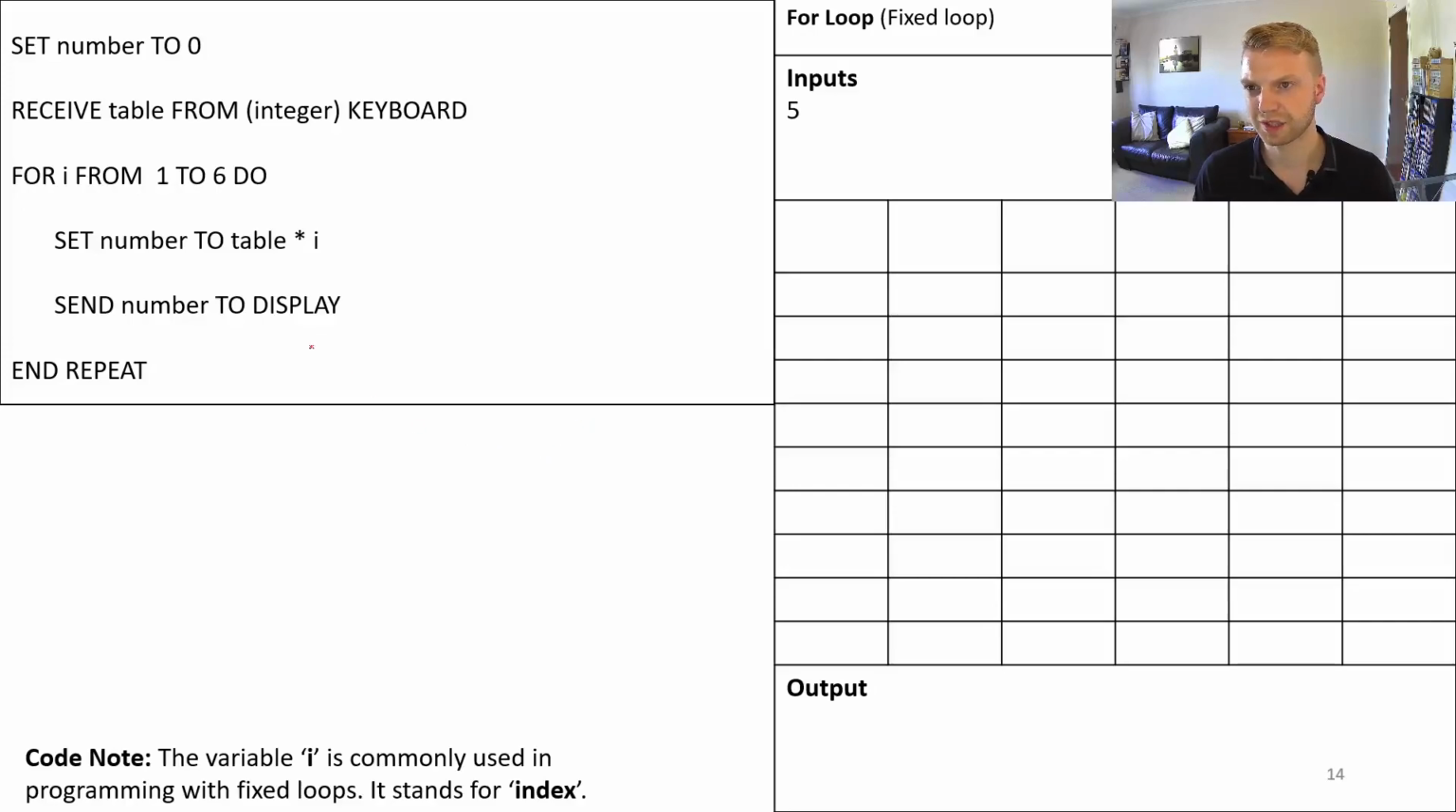Going to be looking at page 14 in this video, which is the first Tracks page that covers for loops, or fixed loops, if you want to call them that. As usual, going to highlight the variables. So we've got number, table, I is small there.